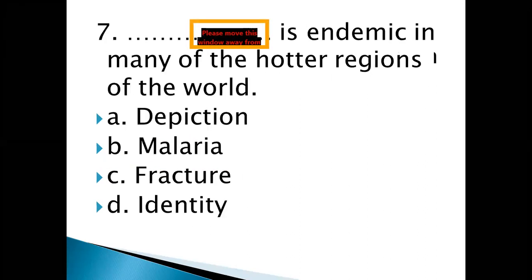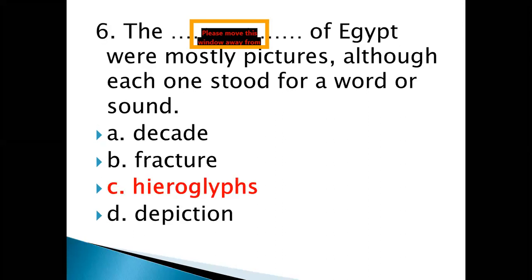Number seven. Can you explain number six, mister? Number six again. I don't understand number six. Okay. The hieroglyphs of Egypt were mostly pictures, although each one stood for a word or sound.